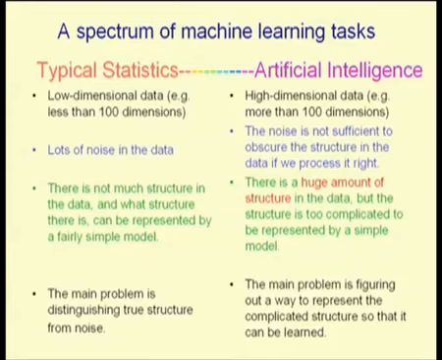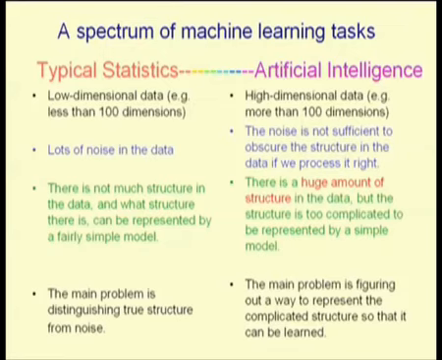Artificial intelligence is the other end of the spectrum where you typically have high dimensional data. This is for perceptual artificial intelligence. There's a lot of structure, and the noise isn't sufficient to completely obscure the structure if you look at things right. And the problem is to have some representational scheme that's powerful enough to be able to represent the structure, but simple enough to allow you to learn it from data. So typically what we have is methods that will learn from data, like the EM algorithm, but without very powerful representations, or methods that are very powerful like classical AI representations, but you don't know how to learn them from data.